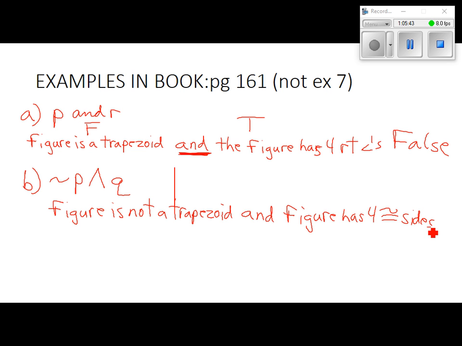First part of this, true or false? True. That's true, everybody agrees with that? Second part, true or false? True. And both parts are true, so what's that tell us about the whole statement? The whole thing is true. That's what you've got to do, you've got to write it out.